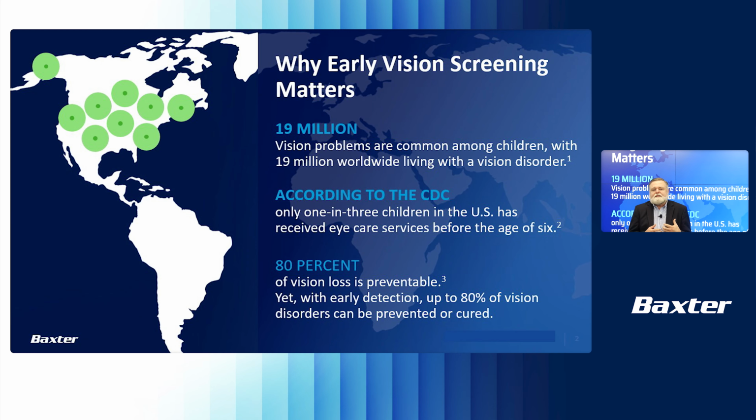To begin, let's look at why early vision screening is so important. Vision problems are common among children, with 19 million worldwide living with a vision disorder. According to the CDC, only 1 in 3 children in the U.S. have received eye care services before the age of 6. Early detection and treatment of vision problems in childhood is crucial, as 80% of vision disorders can be prevented or cured. Catching these issues early is essential not just for academic success, but for a child's overall development and well-being. If we miss these problems early, we risk delayed interventions that could have long-term effects on learning and also social engagement.